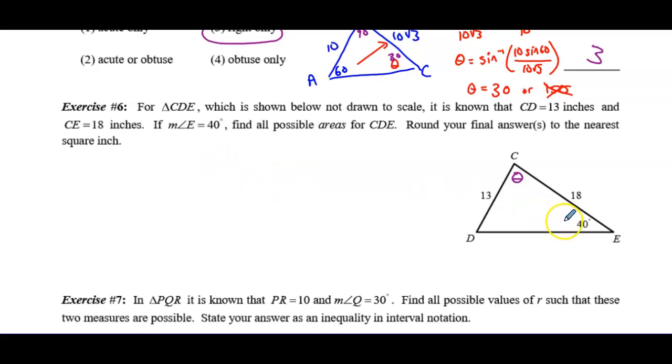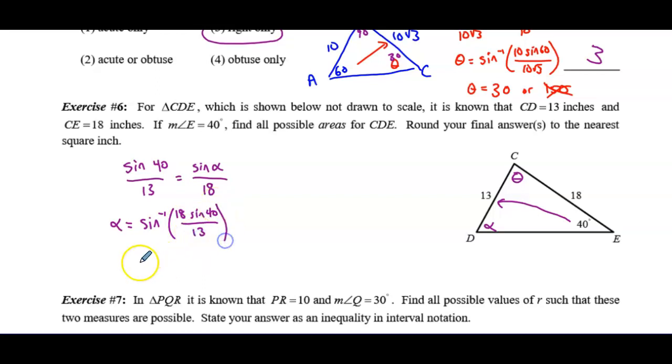Let's say I go sine 40 over 13. Now here I'm stuck, right? Because if I want to use theta, I don't have a side across from it to use. So I'm going to have to figure out this angle first, angle D, we'll call it alpha. It's the second variable for angles. So I go sine alpha over 18. So alpha will equal inverse sine of, let's see, 18 sine 40 over 13, which equals 63 degrees, or possibly 117.